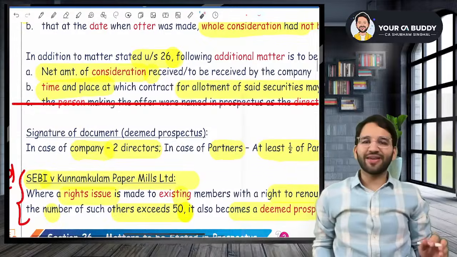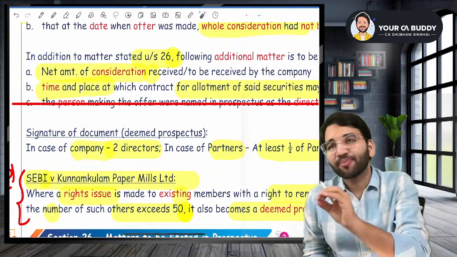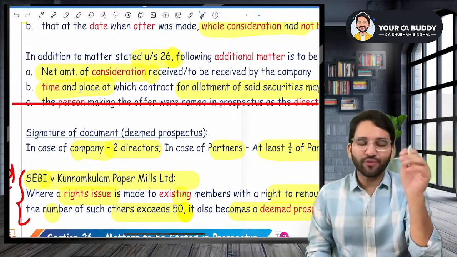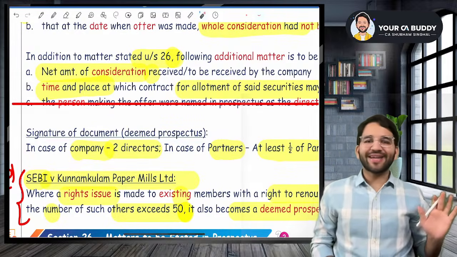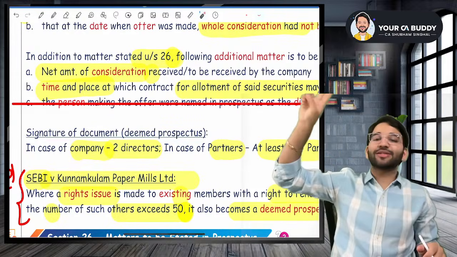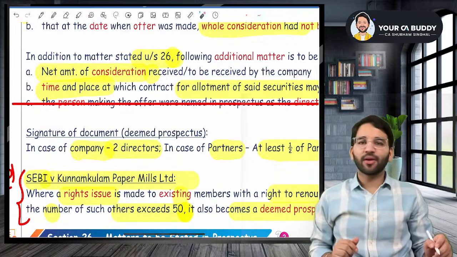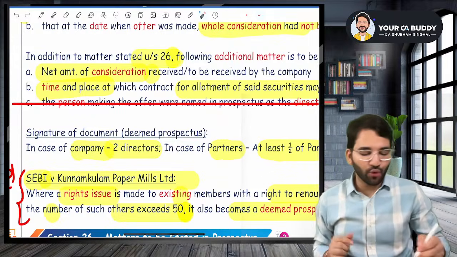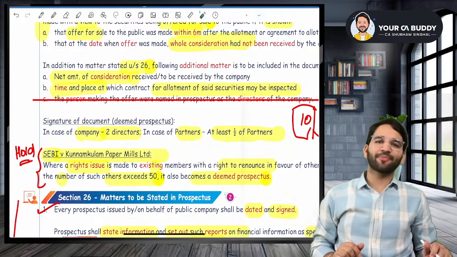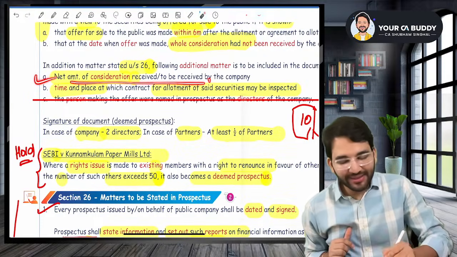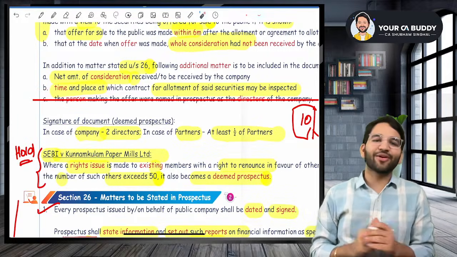Now, after that, listen to me very carefully. Once you have decided that the document through which offer for sale is made will be deemed to be a prospectus, whatever is to be stated as per section 26, you will have to definitely state in the prospectus. But apart from that, you will have to state two additional matters. Number one, what is the net amount of consideration received? And number two, what is the time and place at which the contract for allotment of said securities may be inspected?